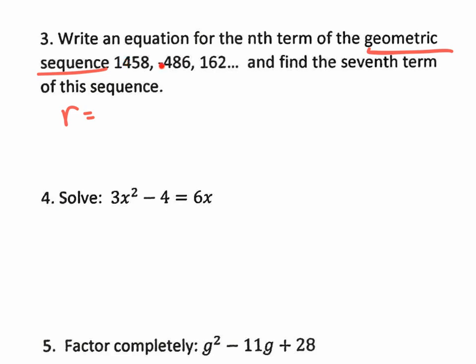Okay? So you could do negative 486 divided by 1458, or you could do 162 divided by negative 486. It's totally up to you. Either way, you're going to get the same ratio. So let me go with the smaller numbers. I'm going to go with 162, this guy right here, over negative 486. So what we need to do is reduce this fraction.